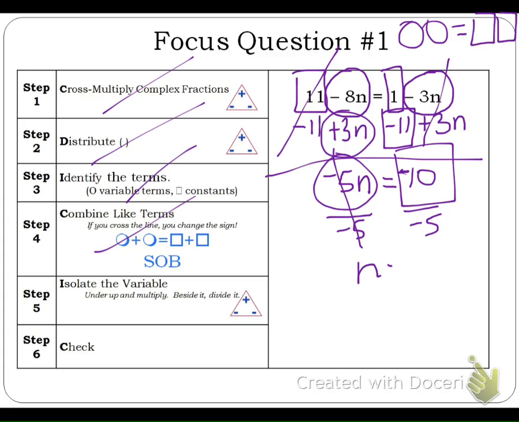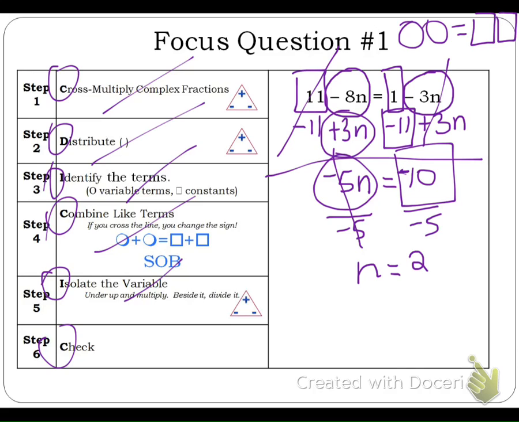So n is equal to negative 10 divided by negative 5. Well, negative divided by negative is a positive. 10 divided by 5 is 2. So n is equal to 2. So I did my C, D, I, C, I, C. I'm ready to check.